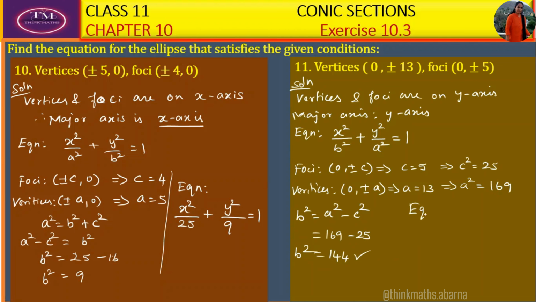So what is the equation? Equation is x square by b square, so it is 144, plus y square by a square, a square is 169, equal to 1. So this is the required result. Clear, children? Do you understand? Yes. So moving on to the next one.